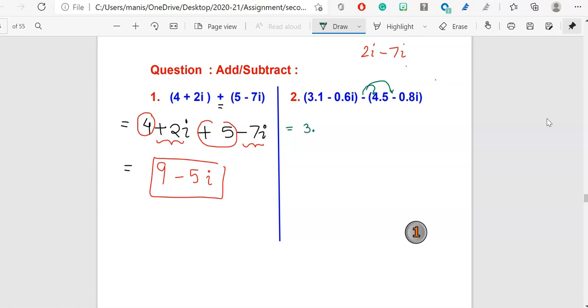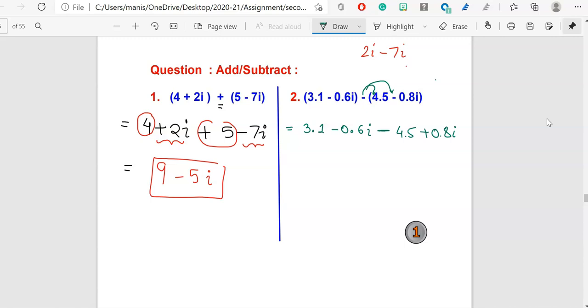Okay, in middle school, your teacher taught you keep change. So my next step is 3.1 minus 0.6i minus sign. I'm keeping this 4.5, change, so I'm changing this over here. It will change to plus sign 0.8i. So it's simple. It's simple addition subtraction over here.